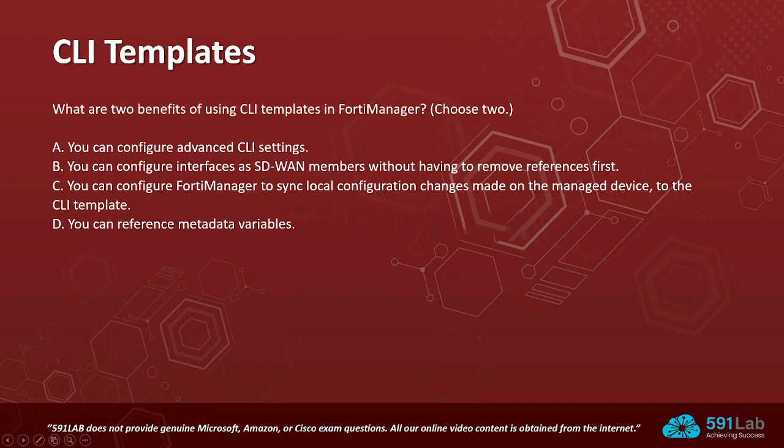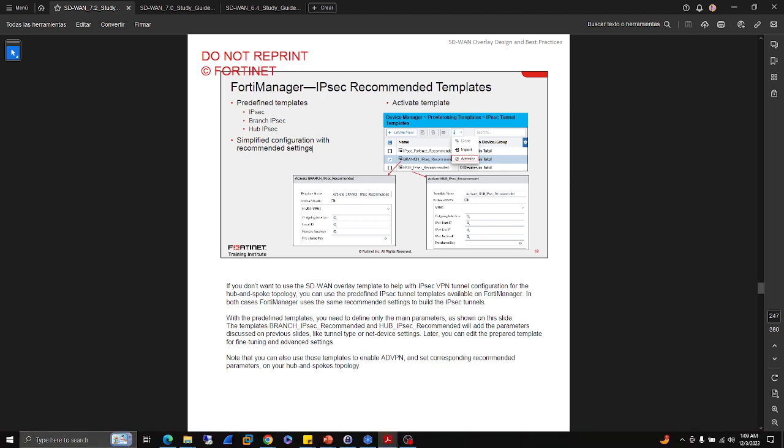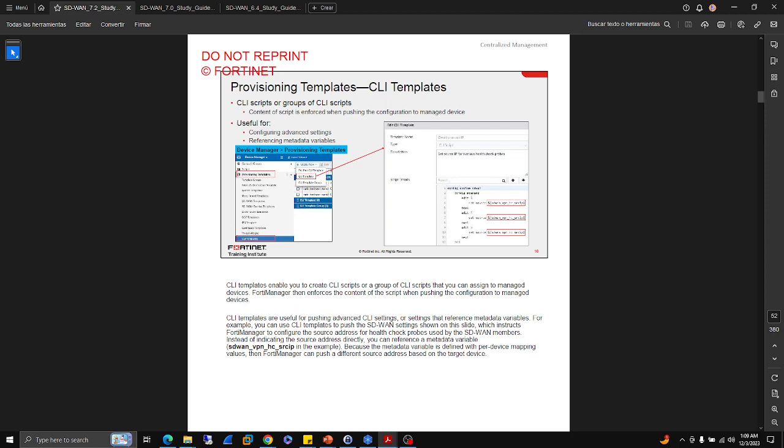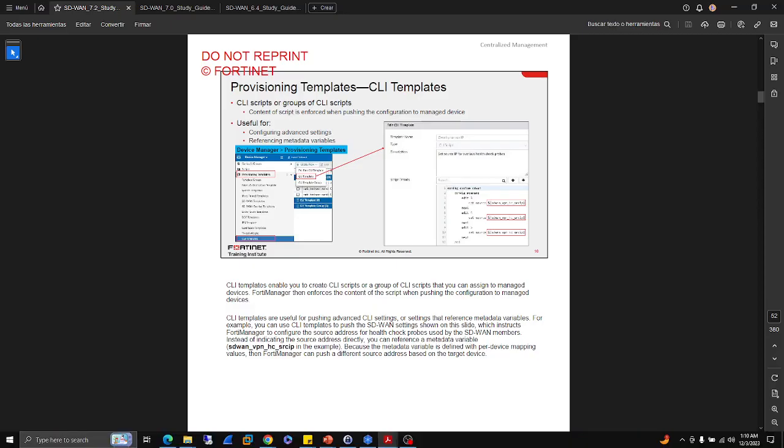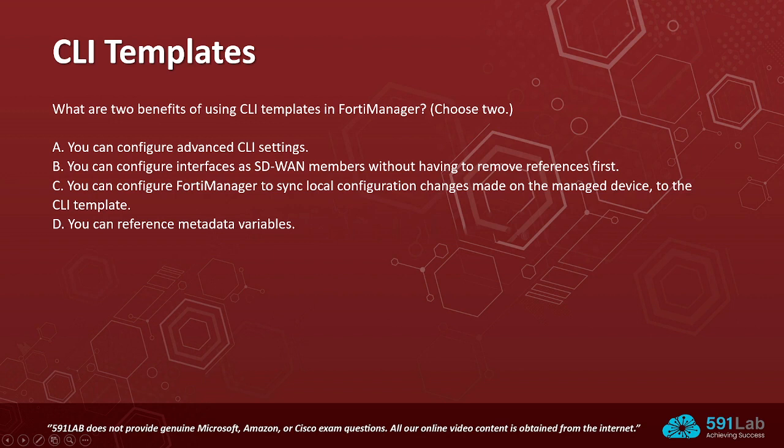So if we take a look at the documentation, we can go to this page, and as you can see on provision templates, we have the script groups, and that is useful to configure advanced settings and reference metadata variables. So if we go back to our questions, let me see. You can configure metadata variables. The option D is right, and the option A is right too, because you can configure advanced CLI settings this way.